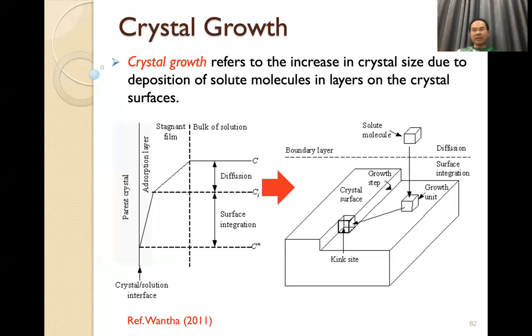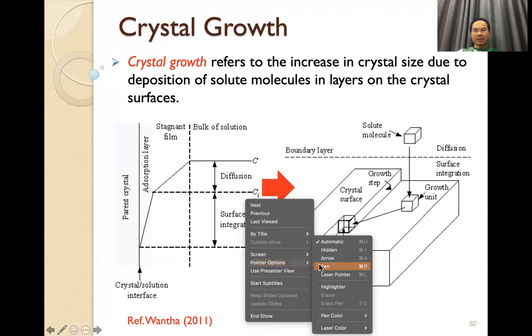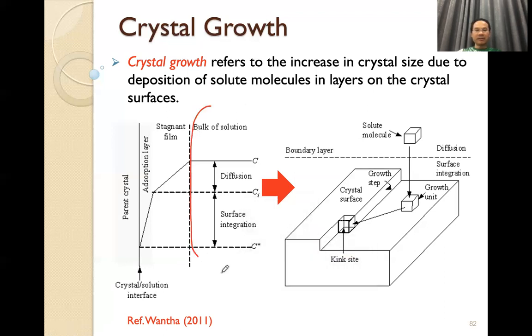At this operation, the solution contains two forms, crystal in solid form and the solution in liquid form. For this case, the solute that is supersaturated in the solvent will be transformed onto the crystal and then make the crystal become a larger size. For this case, we assume the bulk solution, or the solution around the crystal, and also the stagnant film, or the film around the crystal surface.